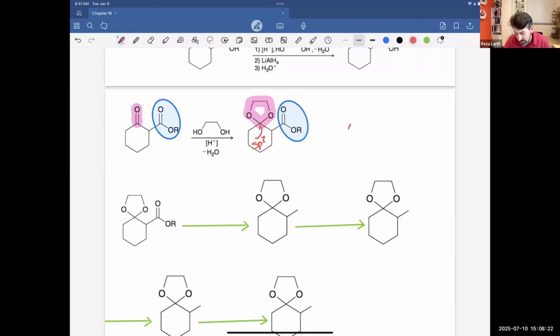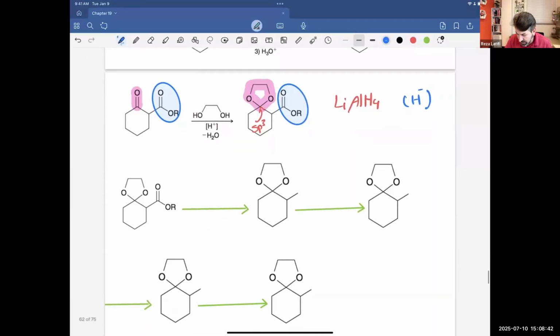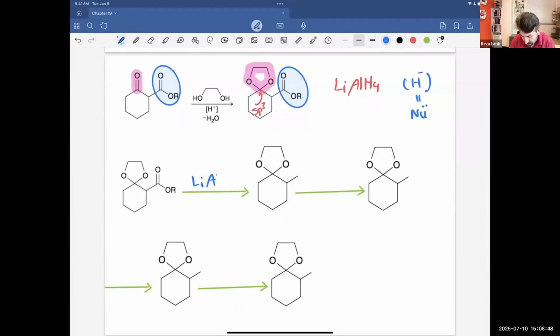As a reducing agent, I can use aluminum hydride, and so lithium aluminum hydride can be one of them. If I put lithium, then I don't need a negative charge. But this H has a negative charge, okay? And we call it hydride. So that's going to be technically our nucleophile. Now, I go with lithium aluminum hydride.